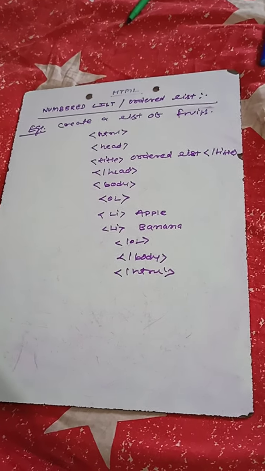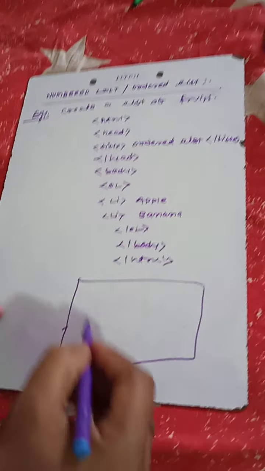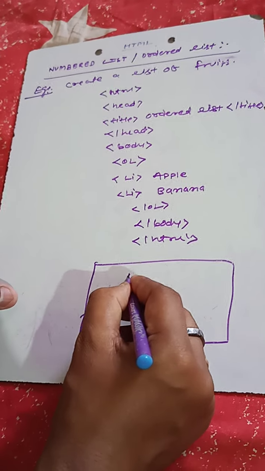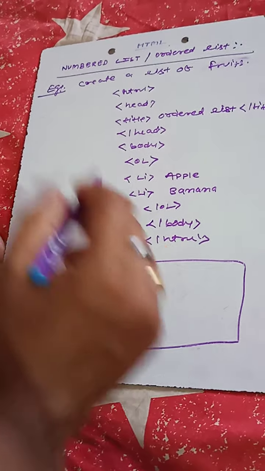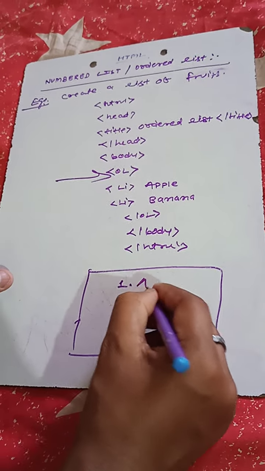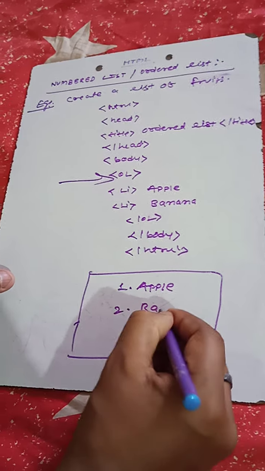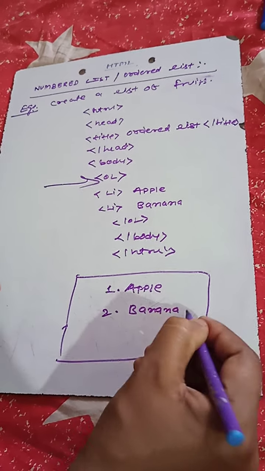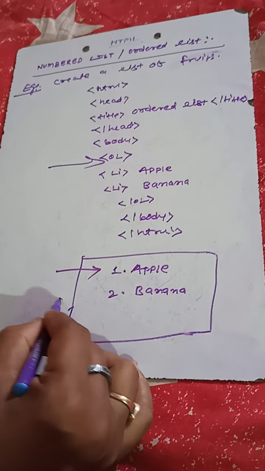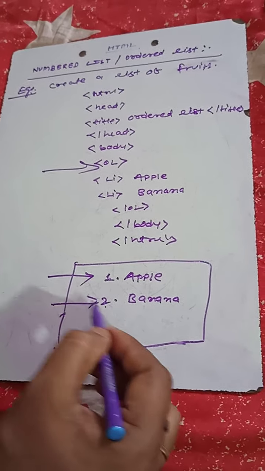So this will produce an output, and our output will be like this. In this web page we have created the ordered list because we have used the OL tag. The first one is apple and the second one is banana, because we have taken only two li tags, and by default the ordered list is denoted by 1 or 2, meaning in the number system.